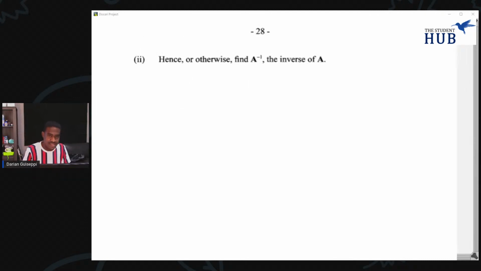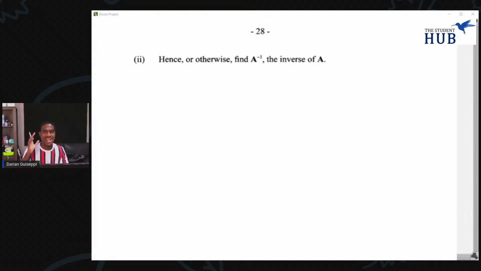Let's look at this. They're saying hence or otherwise find A inverse, the inverse of A, right? So this is our next thing. CXC loves to ask this with regards to our 3x3 matrix. They love to ask this question with regards to finding the inverse of a 3x3 matrix. So let's get into it.